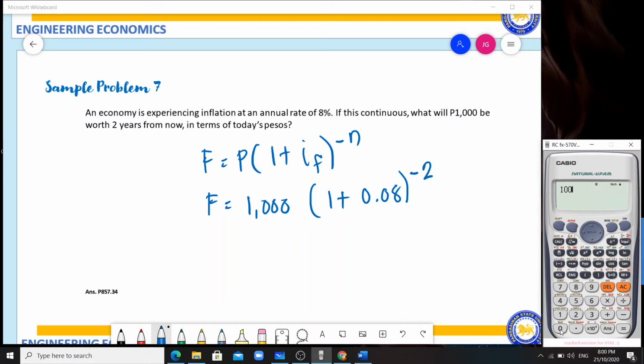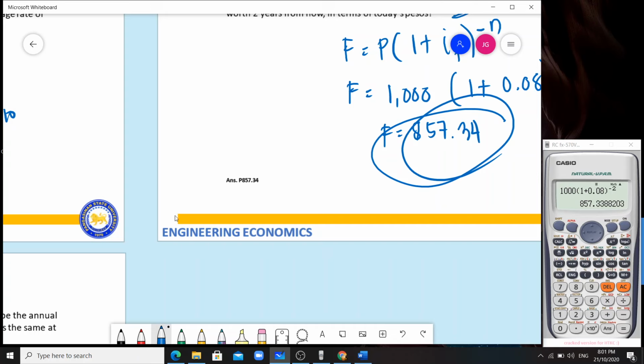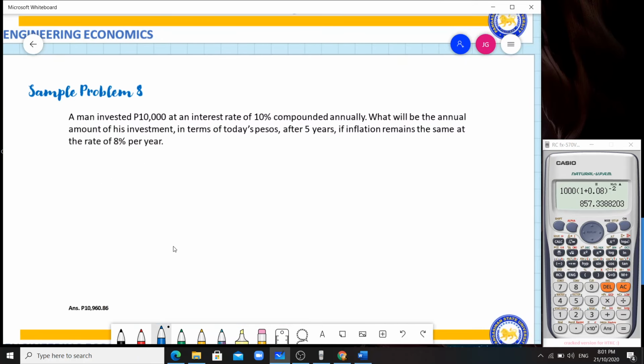So 1,000 times 1 plus 0.08 raised to negative 2. So, yung 1,000 pesos mo pala, after 2 years ay 857 pesos na lang at 8% inflation rate. Okay? So last, let's compute for the last.